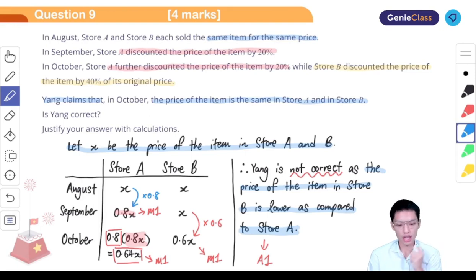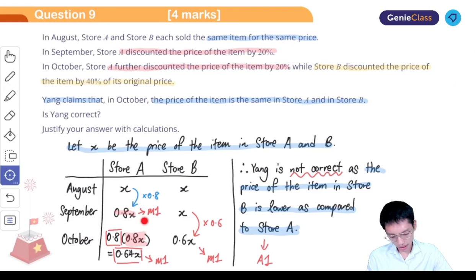We can reiterate this. So therefore, this is how the 4 marks are received: 1 mark for doing the 0.8, next crucial mark for doing the 0.8 on top of this, another mark. Third mark, straightforward, we do it for just 0.6 because it's a total deduction of 40%. Lastly, take note, he is not correct because of this.